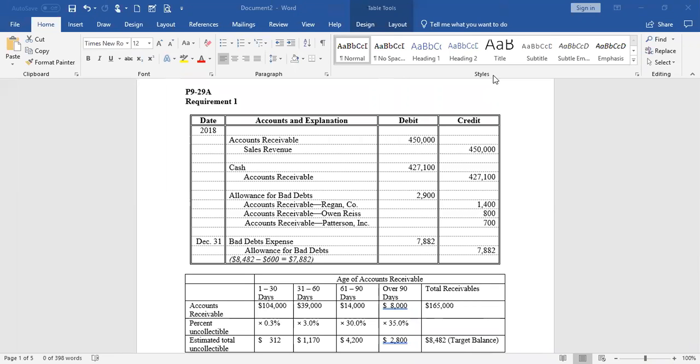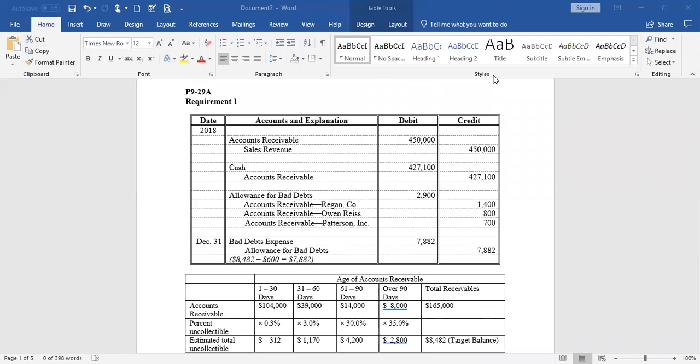So what do we do to calculate our estimate? We take our percentage we expect not to collect in each age group and multiply it by the total amount in each age group. So 104,000 times 0.3%, $312. So what we're saying there is, of the 104,000 that's 1 to 30 days old, we don't expect to collect $312 of it. We don't know who's not going to pay us. We're just coming up with an overall dollar amount in that category.